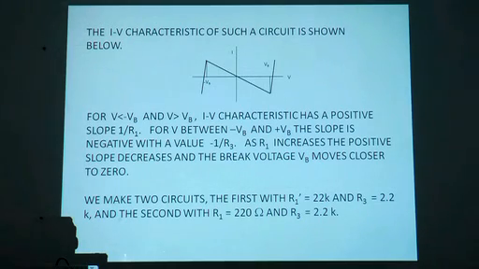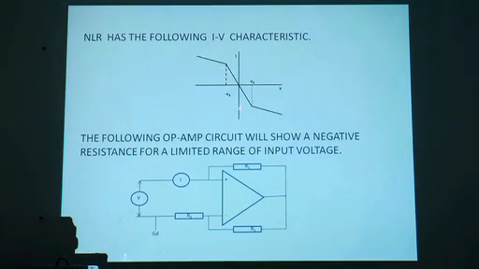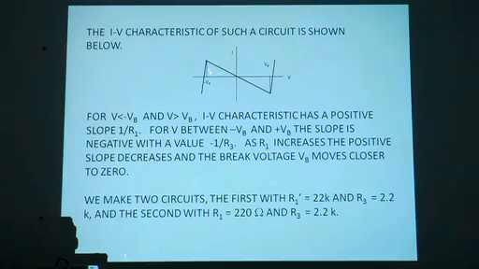What we want is a negative characteristic with two different slopes. What we have here is a negative characteristic with a single slope. To make a negative characteristic with two slopes, we make two circuits. The first circuit with R1 dash is 22K and R3 is 2.2K. And the second circuit with R1 is 220 ohms and R3 is 2.2K.